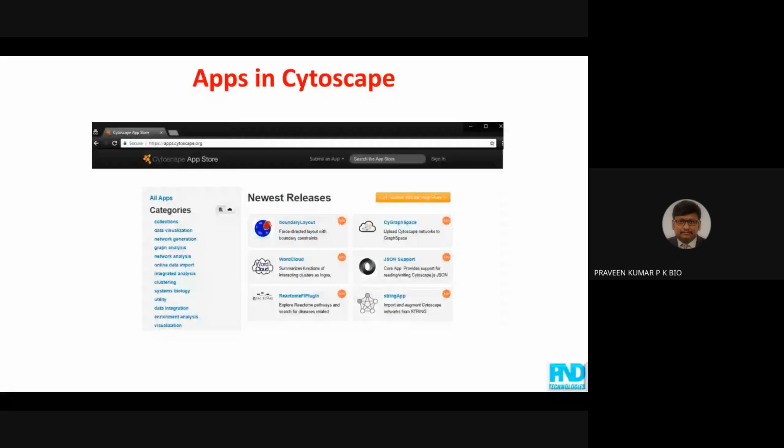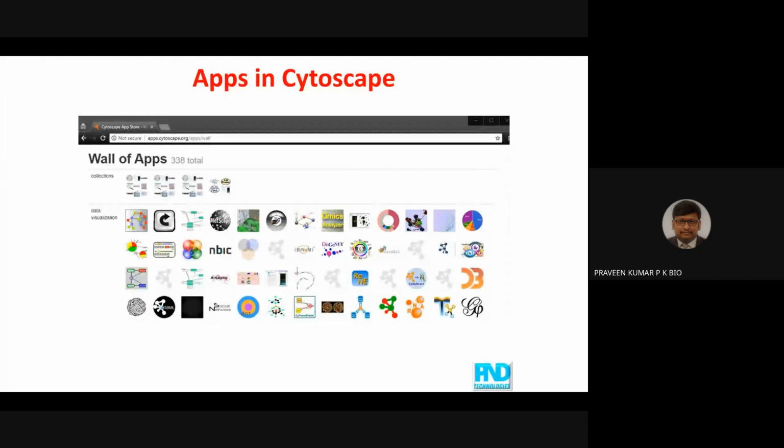There are plenty of apps. If you go to cytoscape.org, one can download and install the apps. If you have already installed Cytoscape, these plugins will be embedded, and you can utilize the functionality in the Cytoscape visualizer. So these are some of the graphical icons for each and every plugin. We can also work with disease gene networks, with the omics analyzer, and with different types of gene and protein interactions.